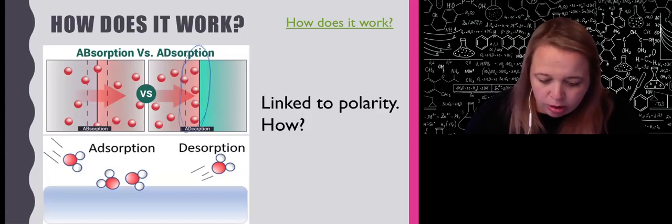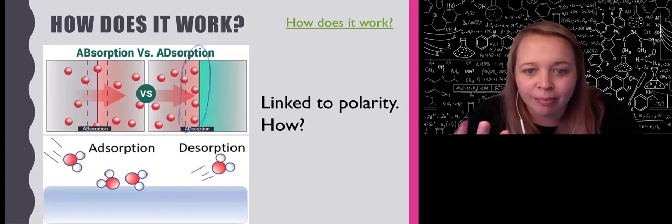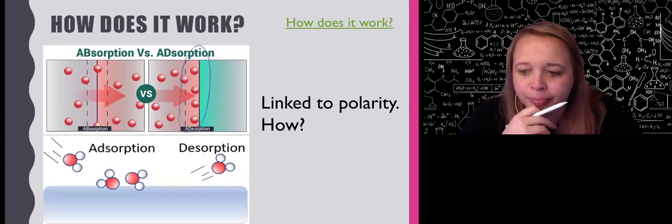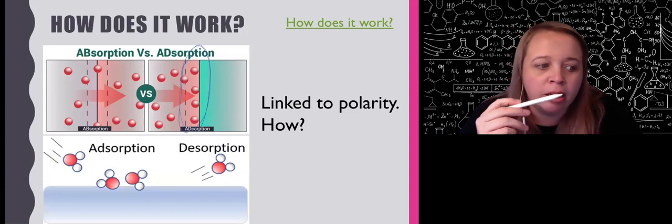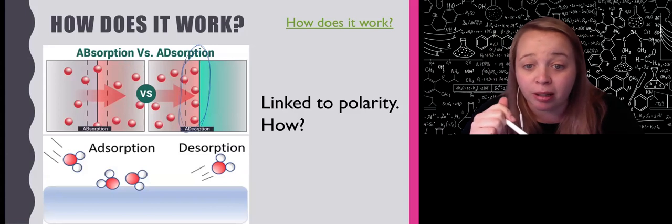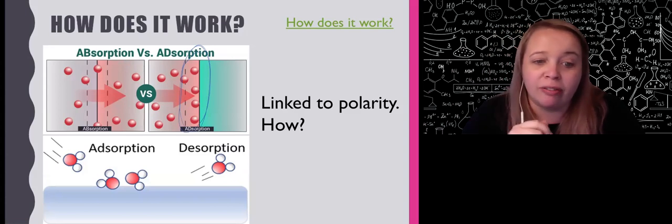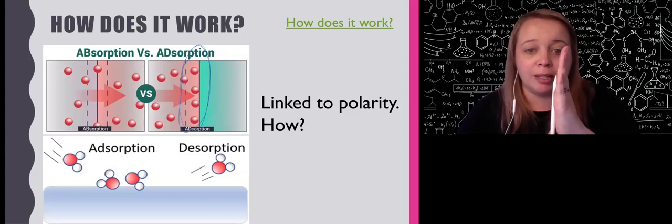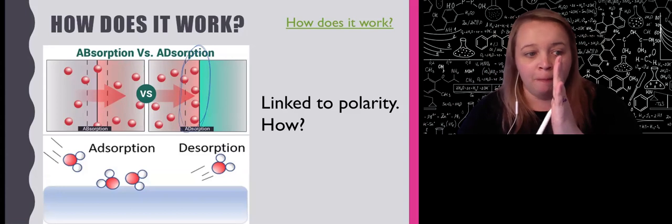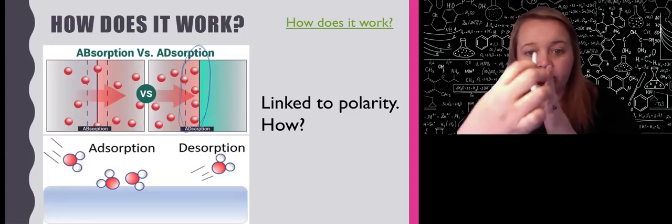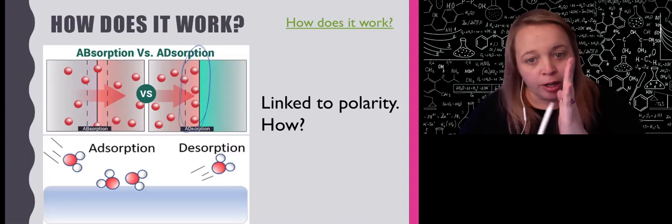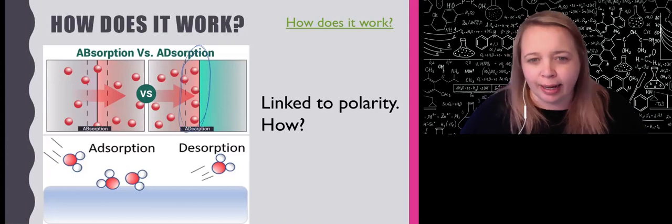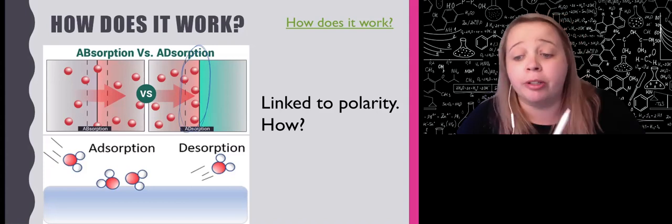So this is linked to polarity. Why is it linked to polarity, or how is it linked to polarity? Think about it. If you want the substance to adsorb onto the stationary phase, you might have to consider what you're going to use for your stationary phase. What are you going to use for this plate if your substance is polar? Because if your substance is polar and this is polar, they're going to repel each other, and it's just going to pass along and never want to adsorb. So you want to have a difference in polarity, and that's going to help you with your chromatography.